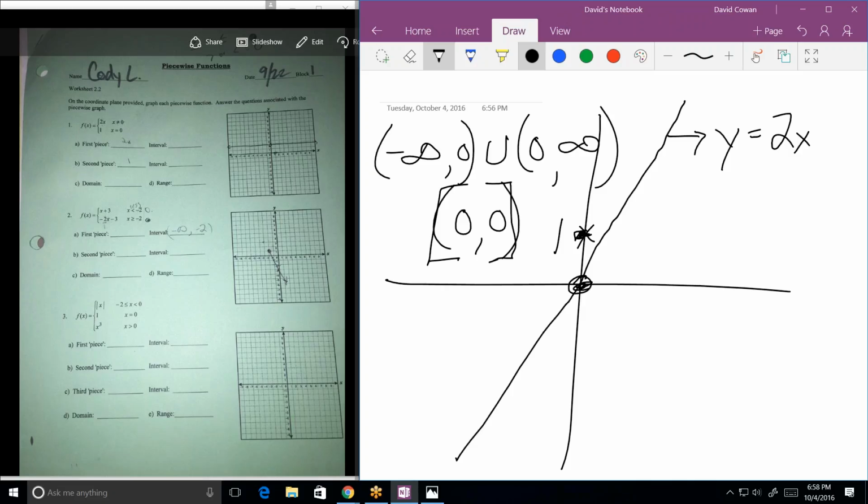So, in fact, yeah, they do ask for the domain and range. Well, if you look at our graph, what's the domain? Look at the graph I drew.